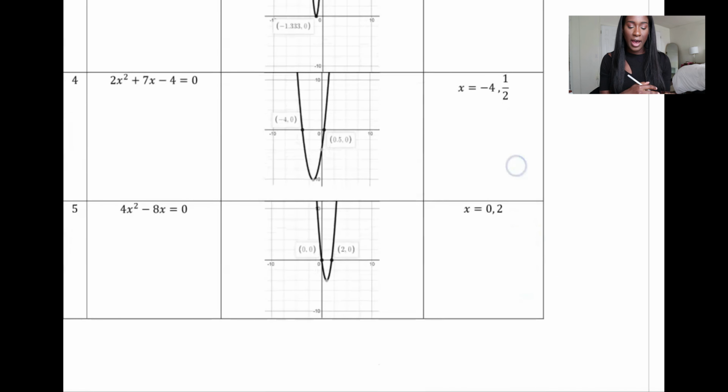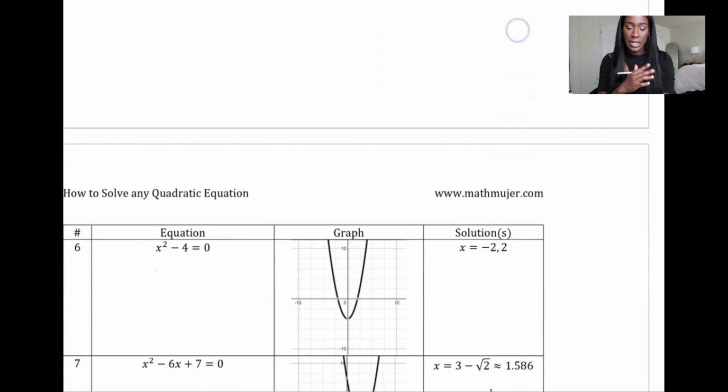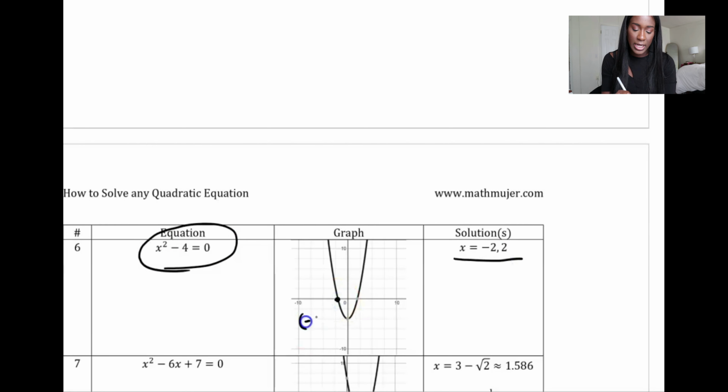Here in example 5, we have another quadratic, two solutions of 0 and 2, looking for the two x values where that quadratic is hitting the x-axis, where it comes out being equal to 0. In example 6, here's another quadratic equation, x squared minus 4, has two distinct solutions, two places where it's hitting the x-axis, negative 2, 0, and 2, 0.